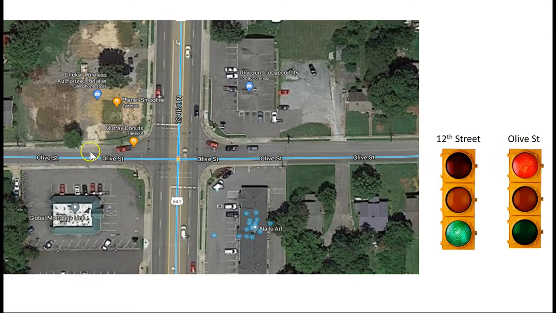When a car pulls up on either side of Olive Street and stays there for 5 seconds, you're going to start a sequence. 12th Street will go yellow for 3 seconds, red for 8 seconds, and I'll explain why it's 8 seconds in a minute. At the same time this turns red, the Olive Street light will turn green for 5 seconds, and then yellow for 3 seconds, and then back to its original state. The reason this red light has to be on for 8 seconds is because it has to remain on during the green and yellow light sequence on Olive Street.